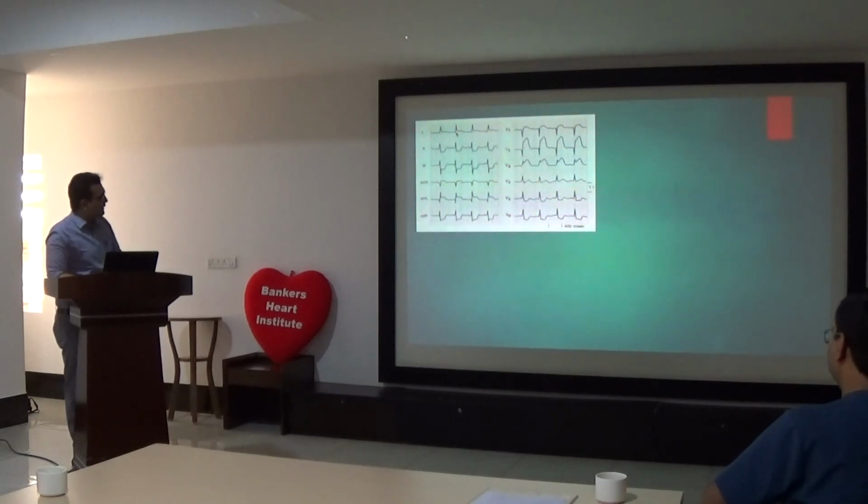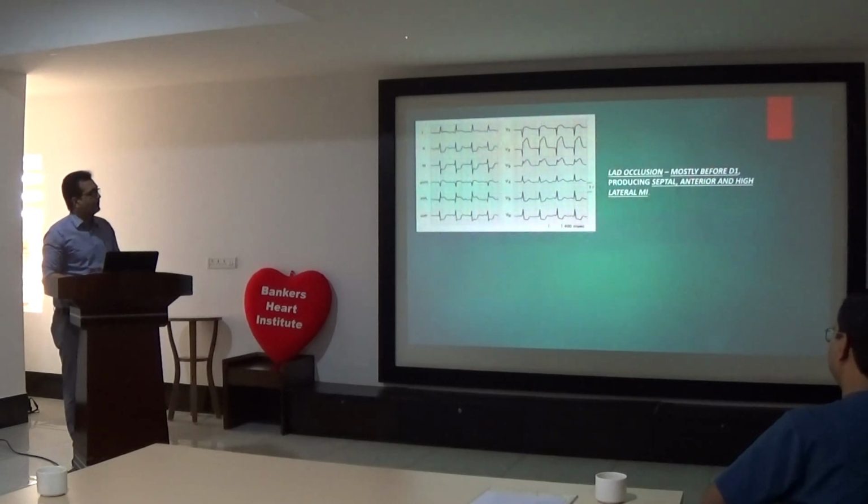And in leads 1 and AVL as well there is ST elevation. So the lesion is above the high lateral branch, that is the lesion is above D1. Mostly, according to the ECG, there is LAD occlusion before D1 producing septal, anterior and high lateral involvement.